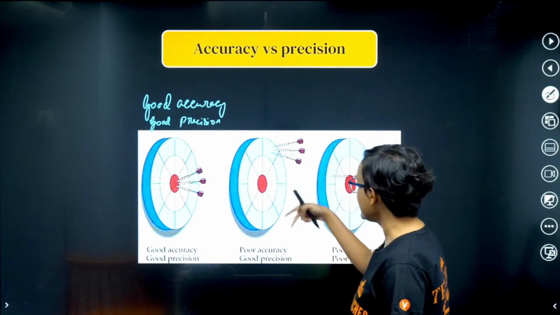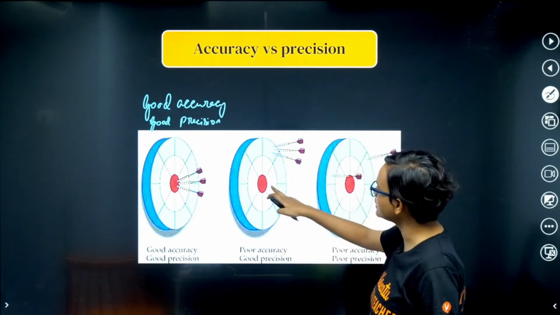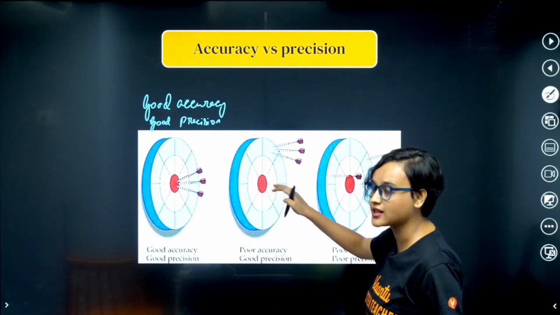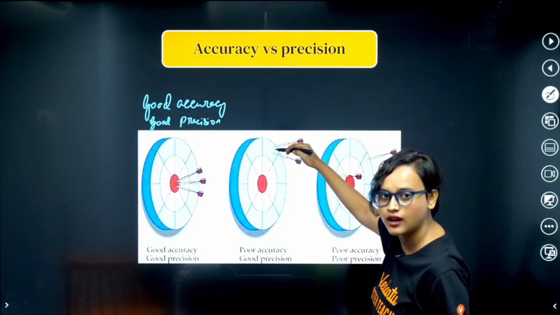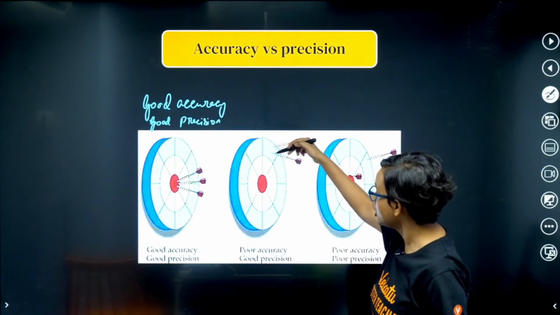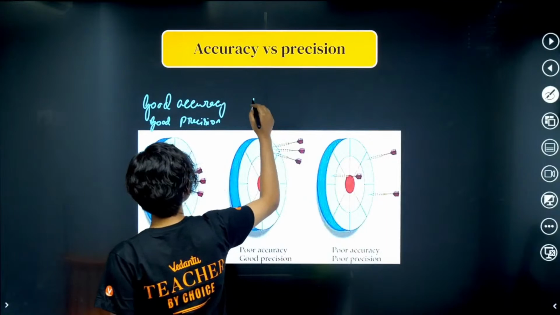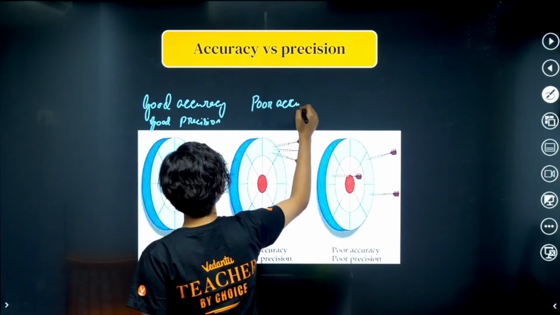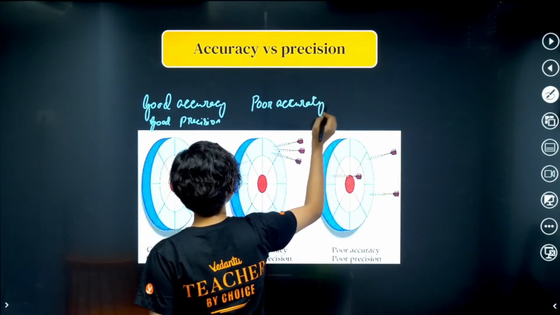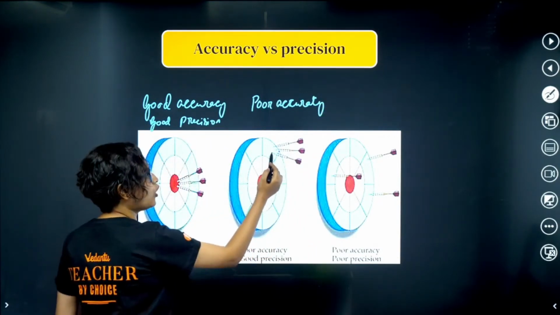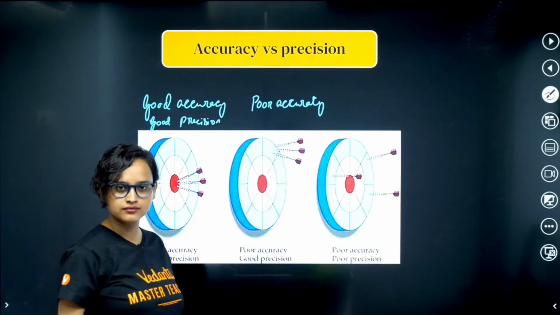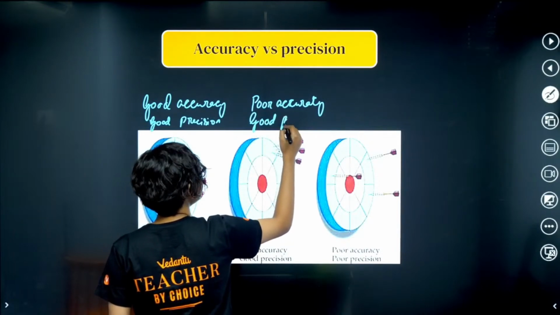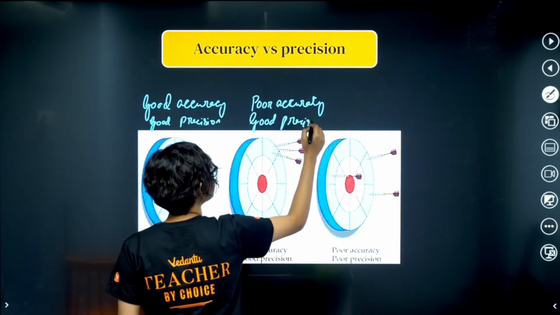Now coming to the second picture, do you see that this is the bullseye? This red part is the bullseye, but this is not where the darts are. The darts are way off. They are here at the edge. So that means that this has poor accuracy. It is not at all accurate. But do you see that all the three of them are right there? So I will say that this is good precision.